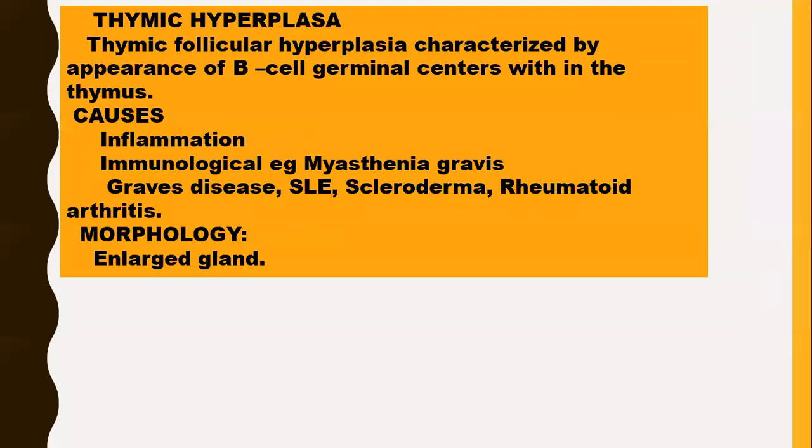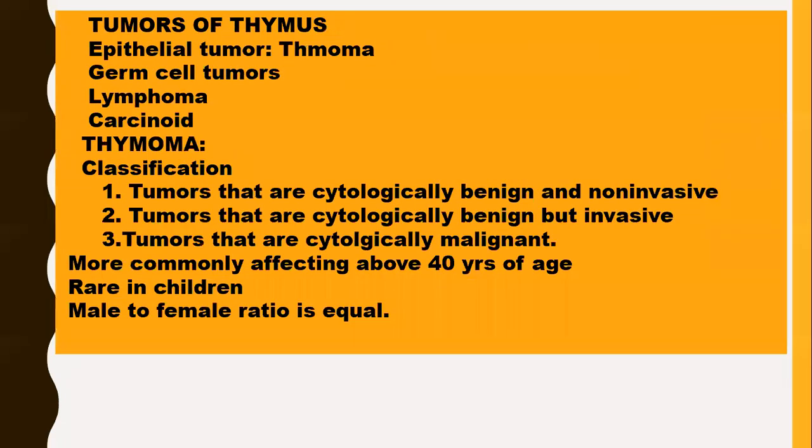Thymic hyperplasia. Thymic follicular hyperplasia is characterized by appearance of B-cell germinal centers within the thymus. And the reasons are inflammation and immunological. Immunological examples are myasthenia gravis, Graves' disease, SLE, scleroderma, and rheumatoid arthritis. Morphology here is the gland is enlarged grossly. The tumors of thymus. Epithelial tumors are thymoma, other tumors are germ cell tumors, lymphoma, and carcinoids may occur in the thymus. Thymoma.